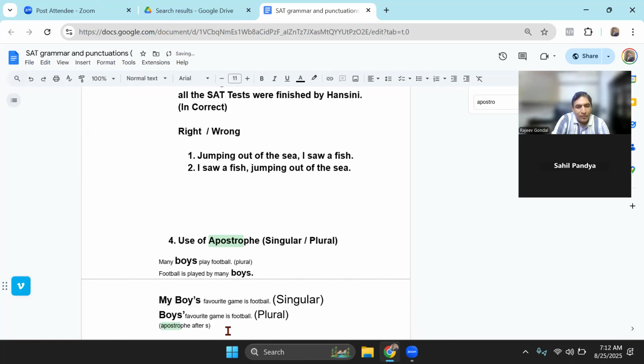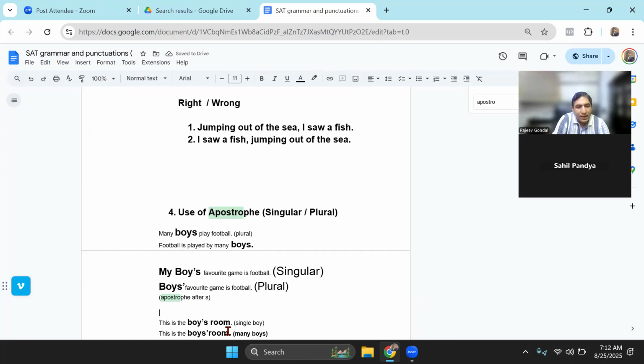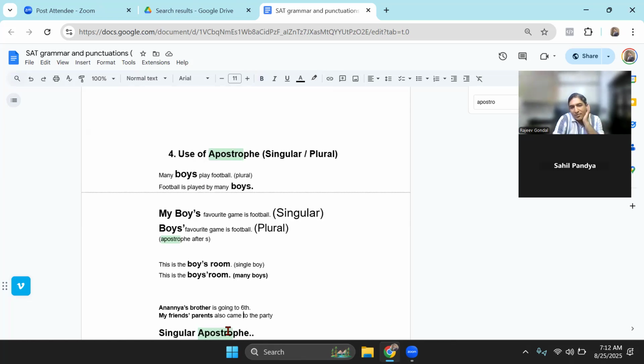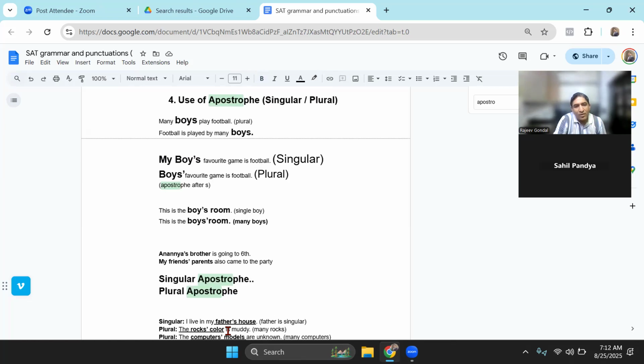So that's that. This is the boy's room, means there's just one boy. And this is the boys' room, means many boys live in this room. Got it. So these kinds of singular and plural apostrophes are tested there.